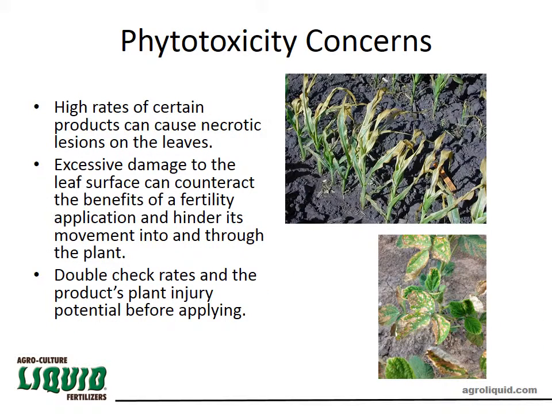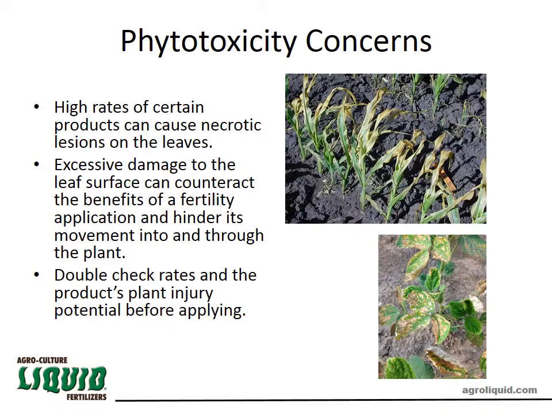So another very important aspect of foliar applications is to determine the phytotoxicity of the products that we're applying onto that crop. High rates of certain products can cause necrotic lesions on the leaves. I'm sure we've all seen the fertilizer burn. That damage can counteract the benefits of the fertility application and hinder its movement into and out of the plant. So we want to make sure and double check those rates and the product's plant injury potential before applying.